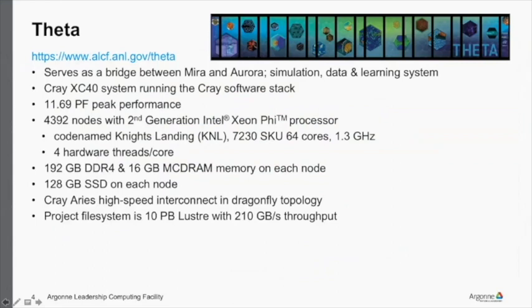The network is the Cray Aries high speed interconnect, with a Dragonfly topology, and of course, the project file system is a 10 petabyte Lustre file system with approximately 210 gigabytes per second throughput.